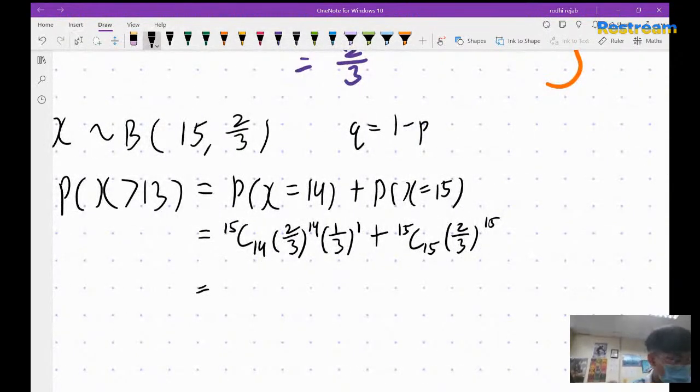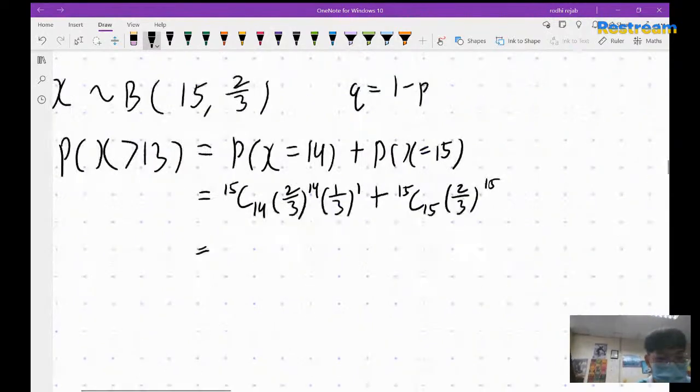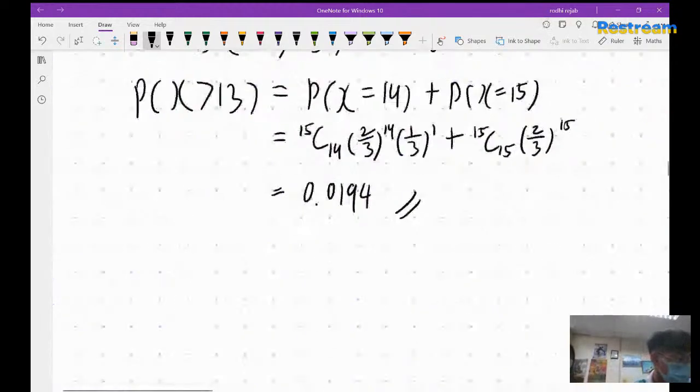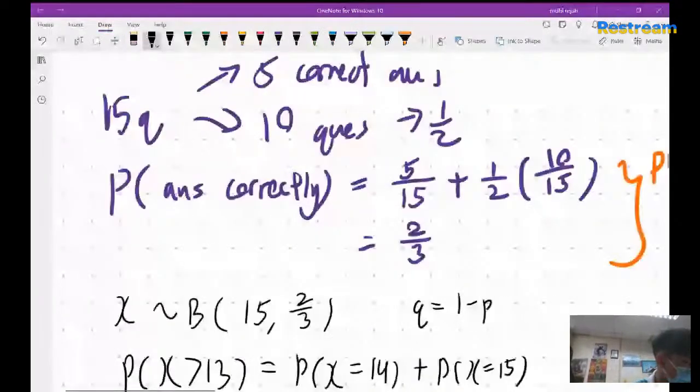So for the values, I'm too lazy to count, I'll use the calculator. So you'll get 0.0194. Okay, so that's for question A. And now we try to do mean.